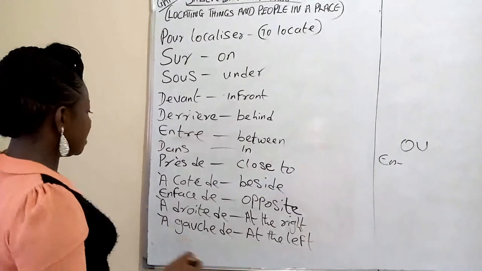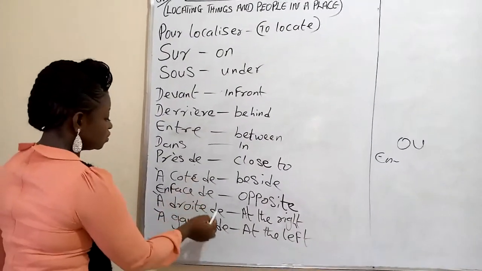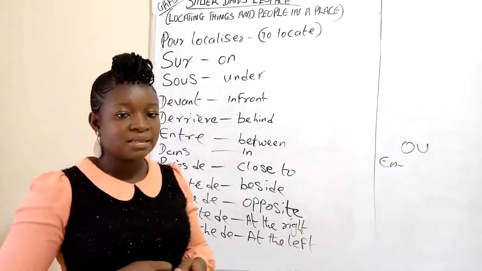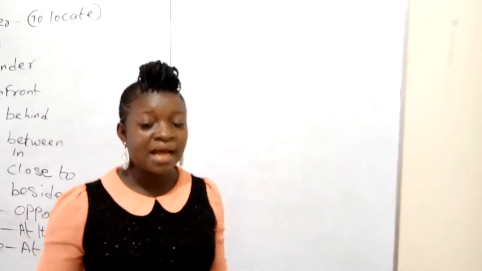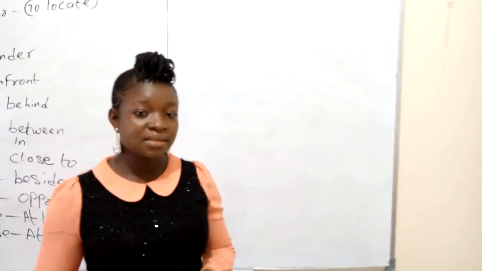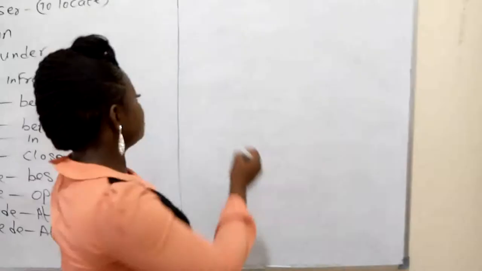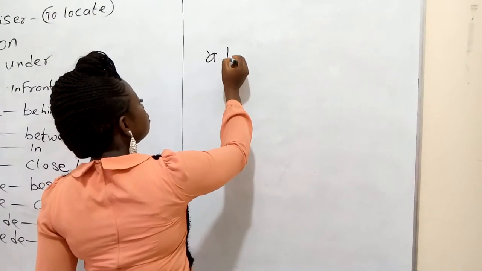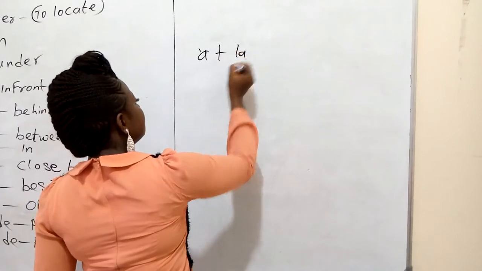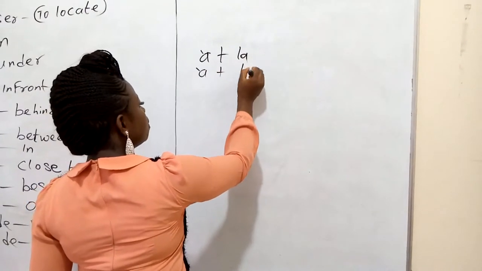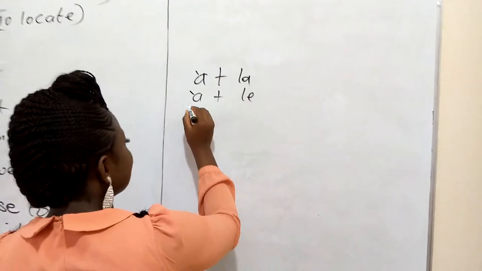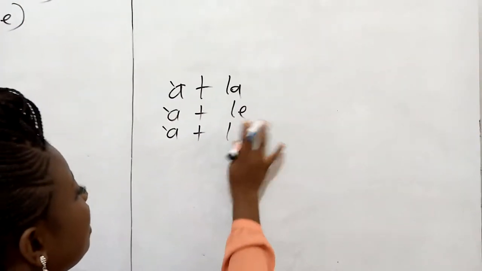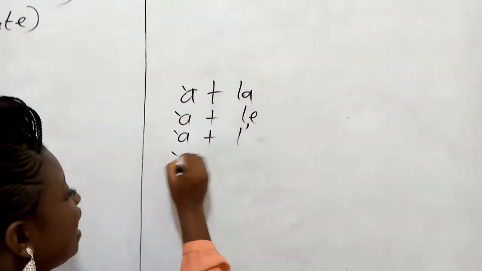Once you see any one ending with de, we're going to use those articles with them. So we are going to look at that now. You remember we talked about les articles contractés, where you have à plus la, à plus le, à plus l', and à plus les.